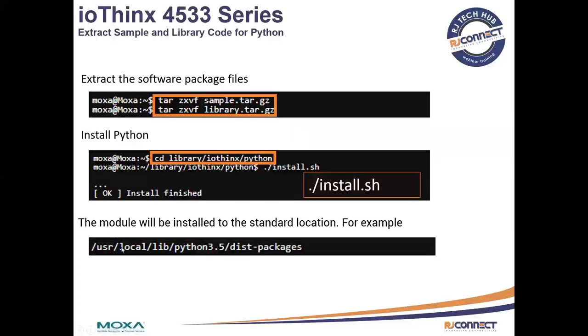Now you will notice a message on the screen which shows that the Python modules will be installed under this location, which is /usr/local/lib/python3.5 site-packages. For example, if you want to send data to the cloud using MQTT with ioThinx, you need to navigate under this folder and install the package there. I'll show you on the next slide.